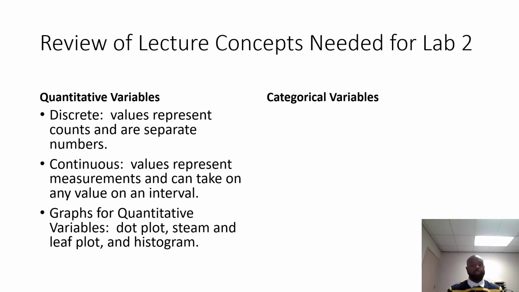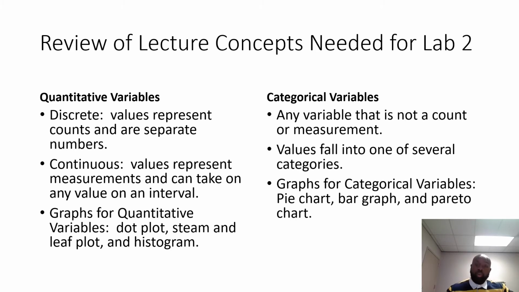certain interval. Some of the graphs that are appropriate for use when you have quantitative variables include dot plots, stem and leaf plots, and histograms. When it comes to categorical variables, these are the variables that are not quantitative, right? They're any variable that is not a count or a measurement. Usually these variables fall into one of two or more categories. Some of the graphs for categorical variables include pie charts, bar graphs, and Pareto charts.